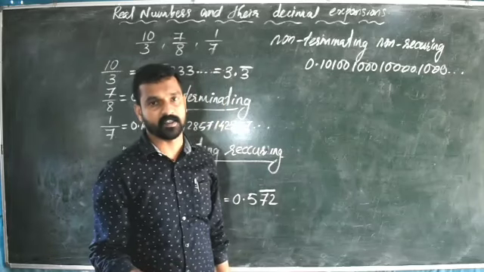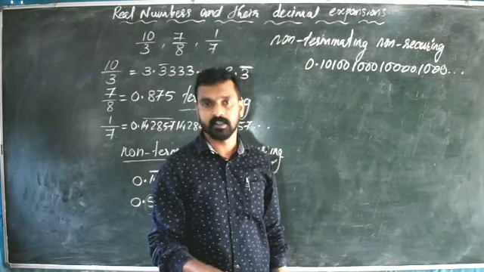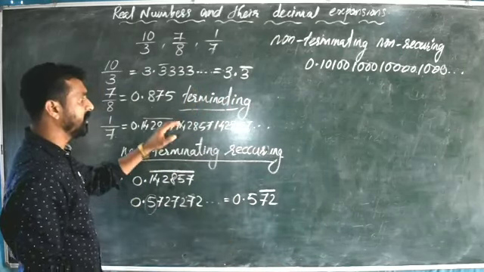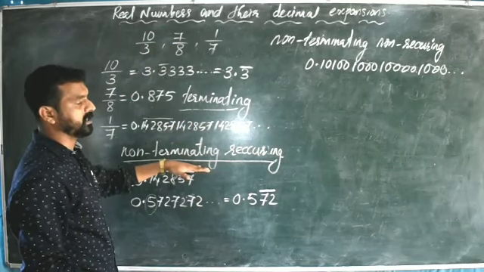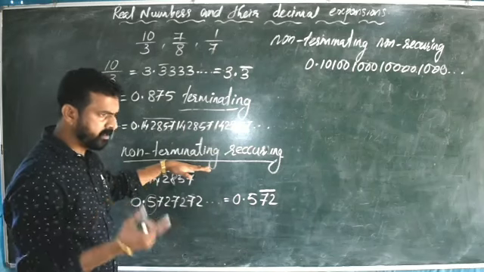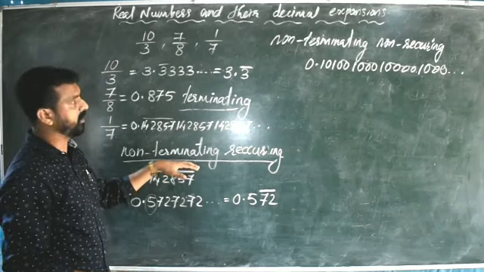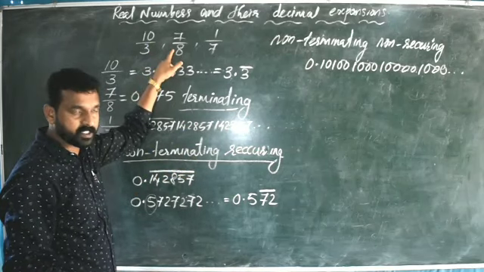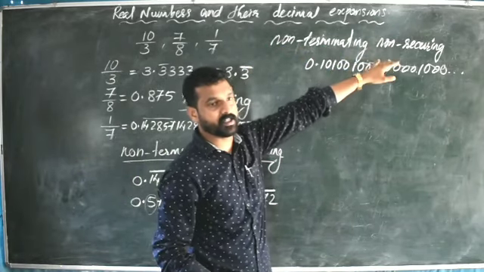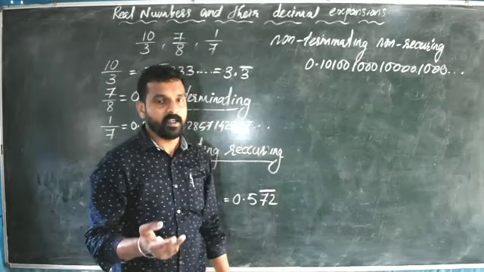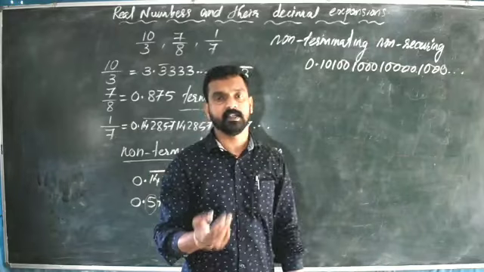Just the opposite also we can say: if a decimal expansion is non-terminating and non-recurring, then it is an irrational number. Rational numbers are either terminating or non-terminating recurring decimals. If a decimal expansion is either terminating or non-terminating recurring, then it is a rational number. Irrational numbers are non-terminating, non-recurring.